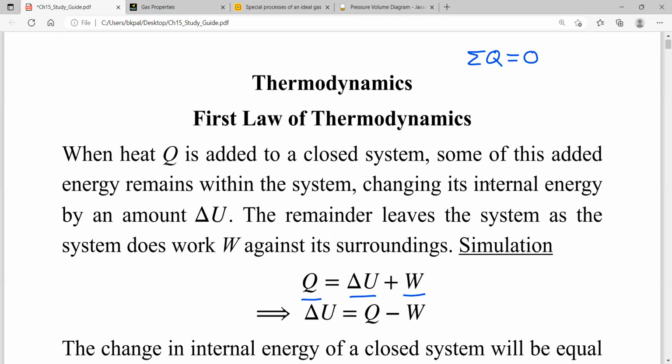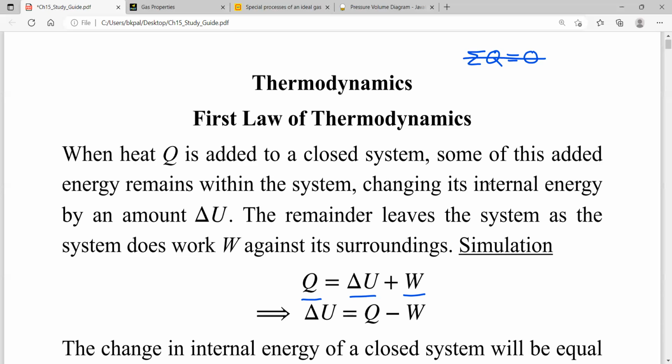Okay, but now when we are learning about the first law of thermodynamics, you see that heat, internal energy, and work are involved. All right. Now, what is the first law of thermodynamics?